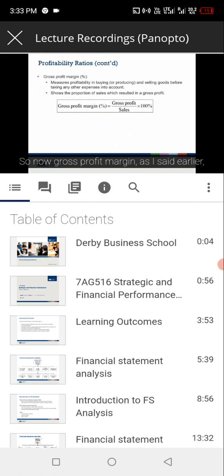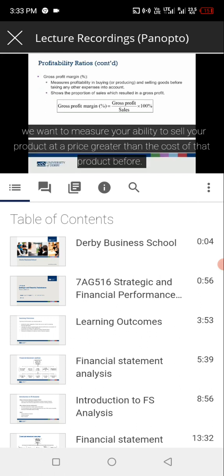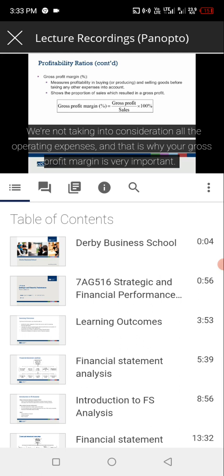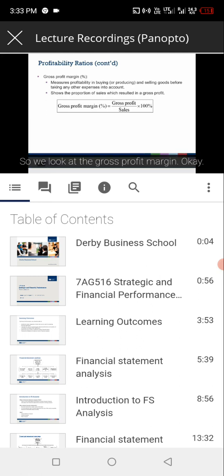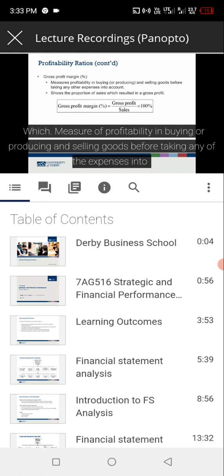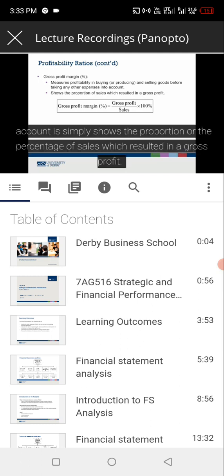gross profit margin. As I said earlier, we want to measure your ability to sell your product at a price greater than the cost of that product before we now take into consideration other operating expenses. And that is why your gross profit margin is very important. So we look at the gross profit margin, okay, which measures profitability in buying or producing and selling goods before taking any other expenses into account. It simply shows the proportion or the percentage of sales which resulted in a gross profit.